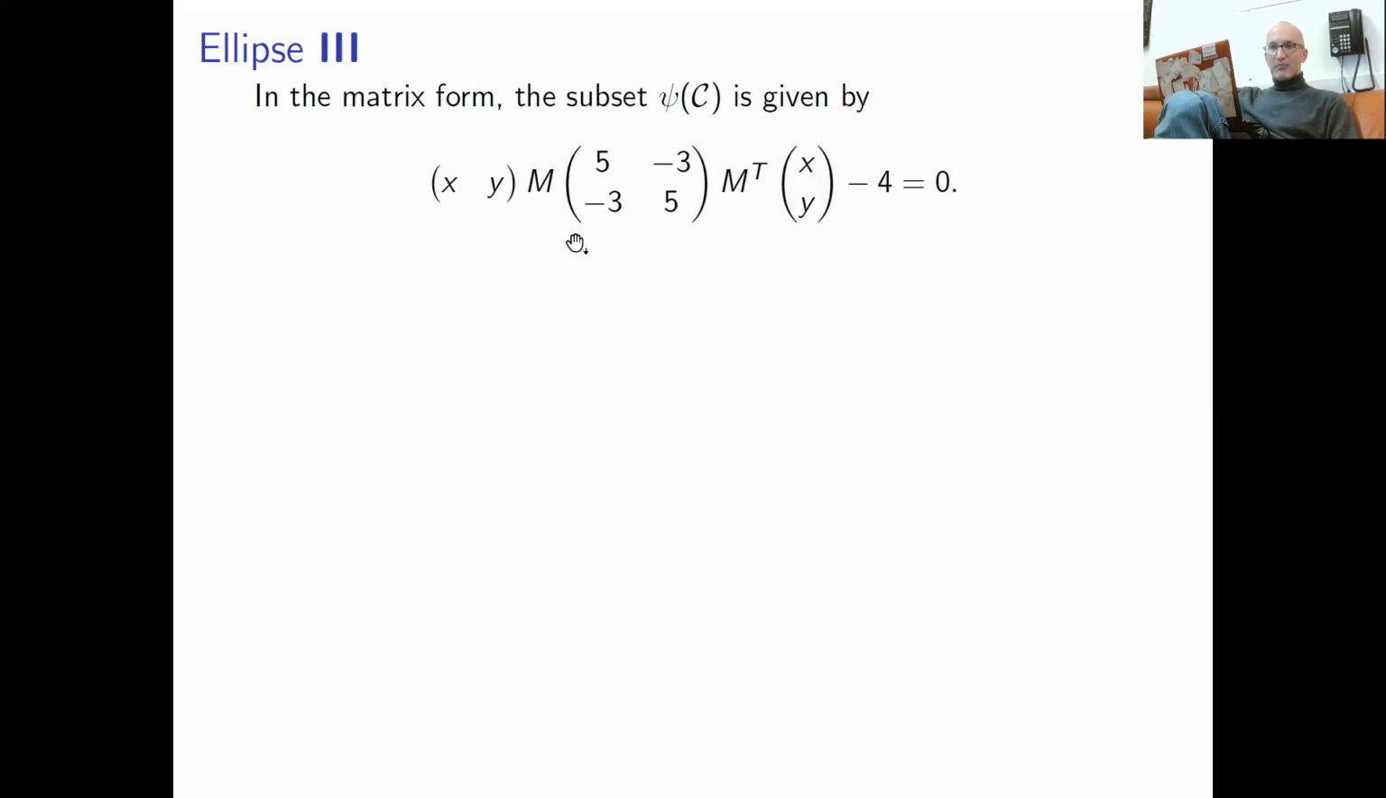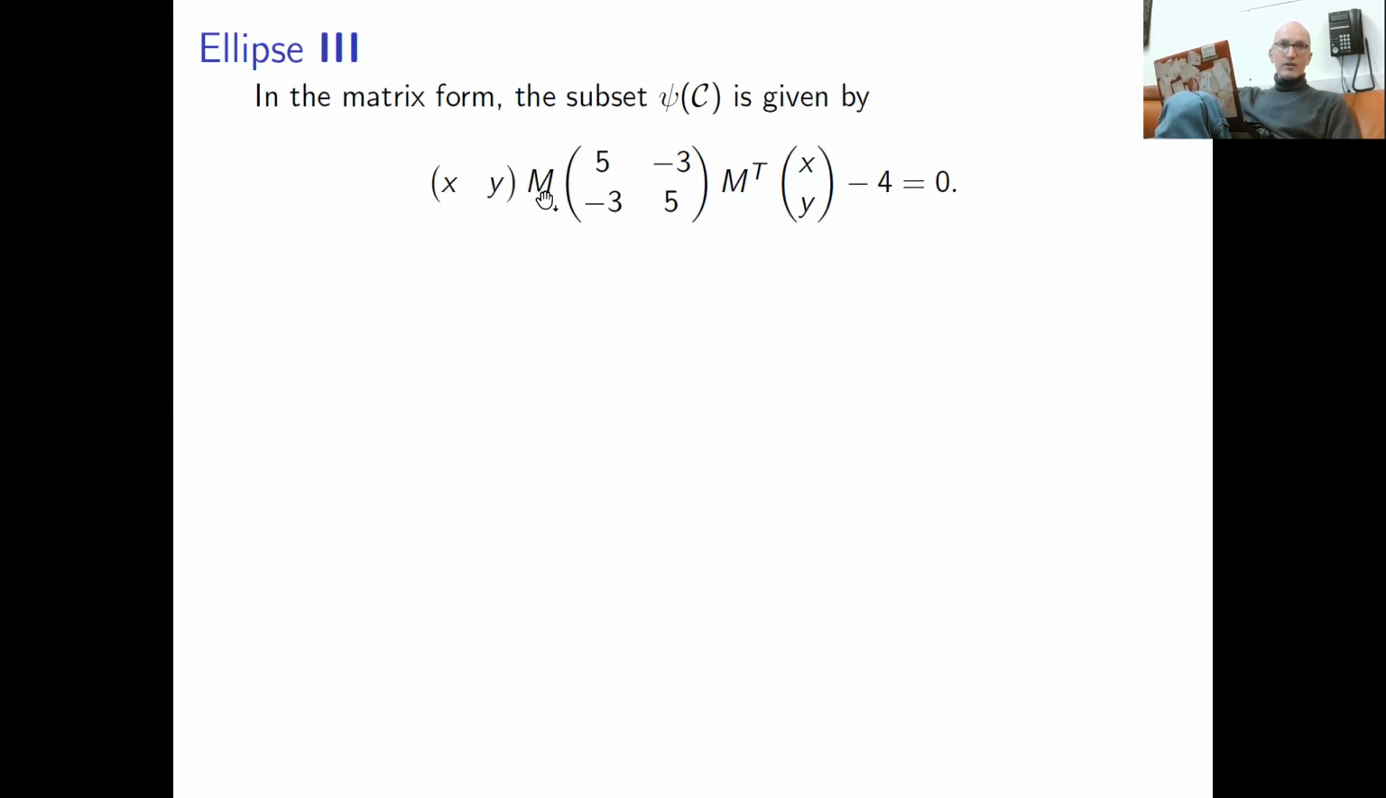And this basically shows you how orthogonal diagonalization is related to this topic. Because look, M is an orthogonal matrix, so its inverse is M transpose. M transpose is an orthogonal matrix. Its inverse is M. So basically, this is what we did in the orthogonal diagonalization topic.